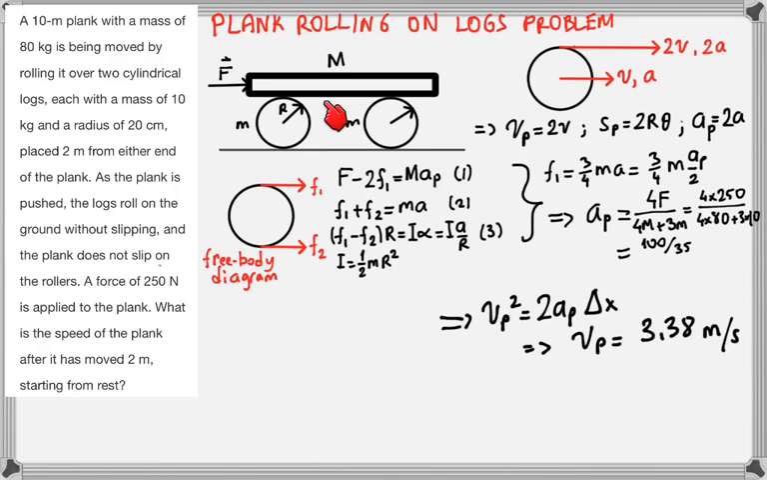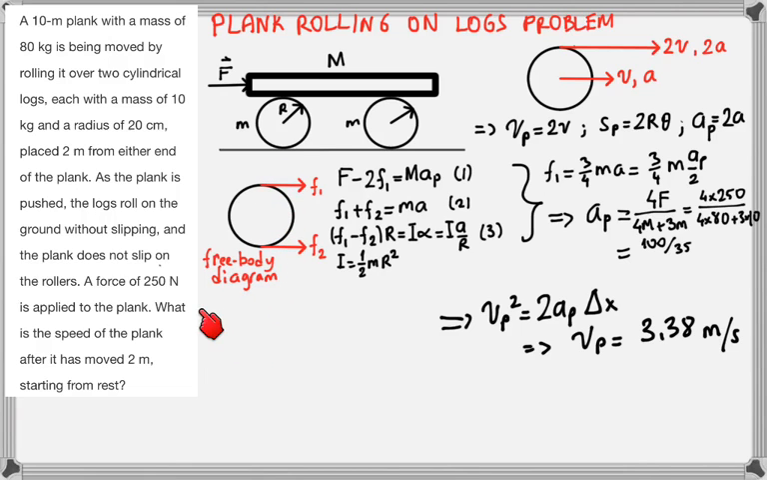And this plank is pushed by a force. This force is given as 250 newtons. And the radius of the cylinders is given, 20 centimeters. And their masses are given, 10 kilograms. They are cylindrical in shape. That means the moment of inertia is 1/2 mr square. What else is given? Everything is given in here.